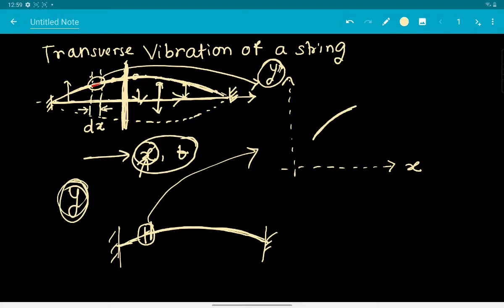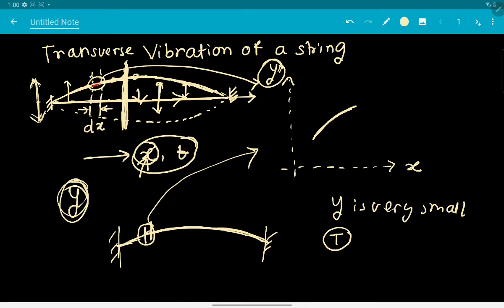I am going to make one more approximation over here, that this y is very small, and hence there is no change in T. It's not vibrating in a very large amplitude sense, so there is not going to be much difference in the tension of the string. Because of its motion along the y direction, there is not going to be any change in T. So this is the approximation.